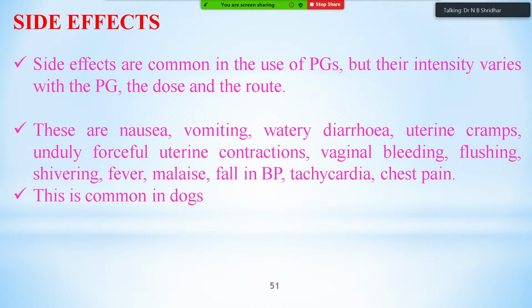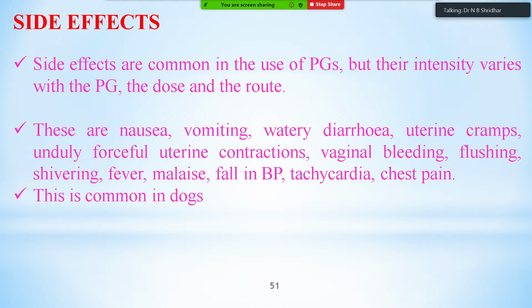And the side effects of the prostaglandin analogs are very common with the use of PGs, but their intensity varies with the type of the PG, the dose of the drug and the route of the administration.